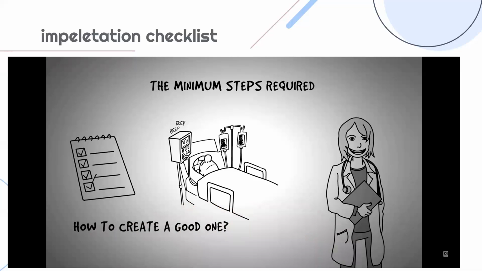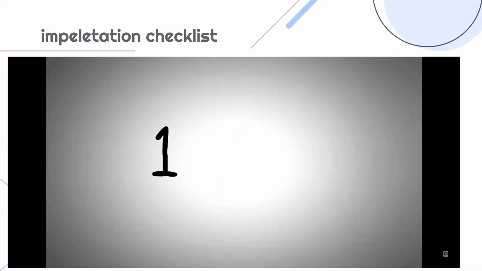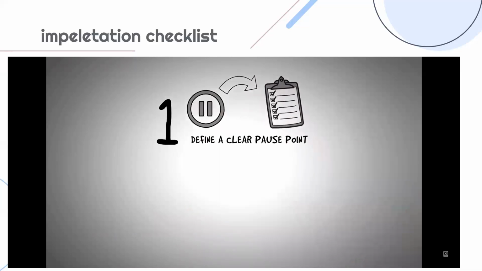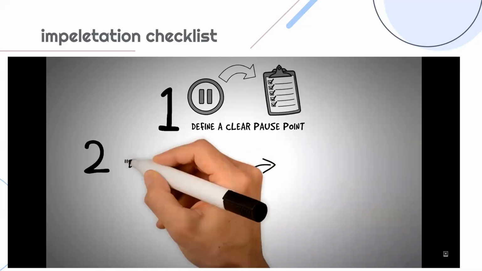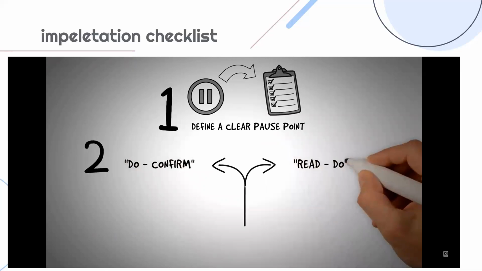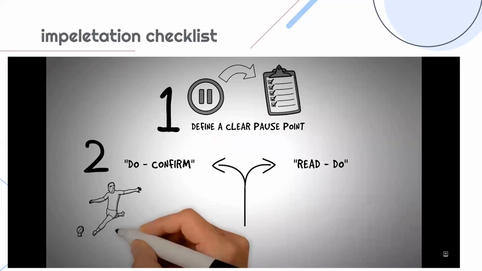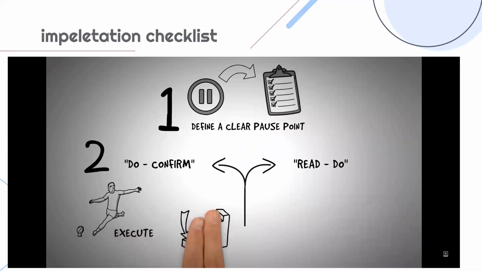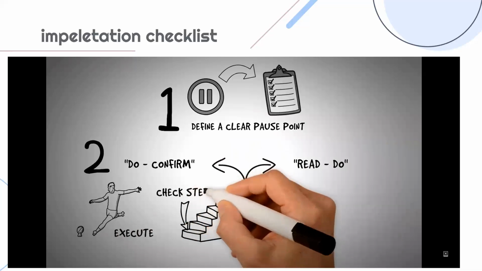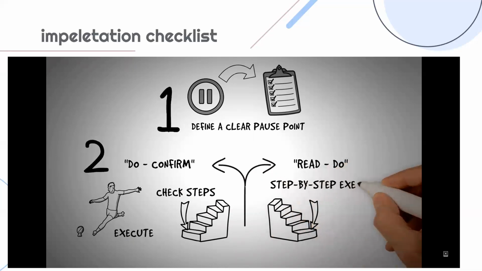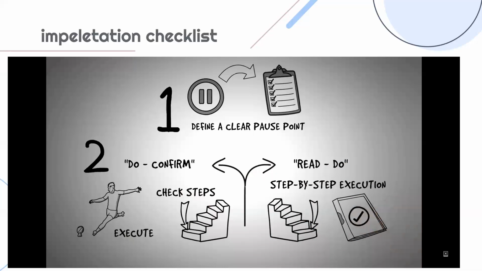There are two major steps to start with. One is to define a clear pause point or a break in the workflow at which the checklist is to be used. Two is to decide between a do-confirm and a read-do list. A do-confirm checklist is exactly as it sounds. Do first, confirm after. In other words, execute the given task or procedure, then pause to confirm that every step has been completed. The read-do is also exactly as it sounds. It calls for doing the task in a step-by-step manner, following the instructions of the checklist.